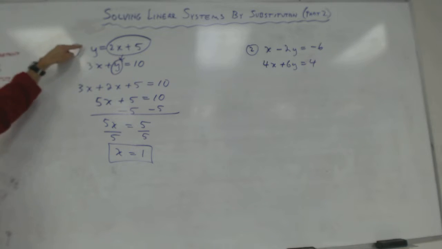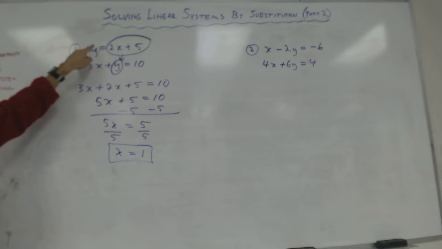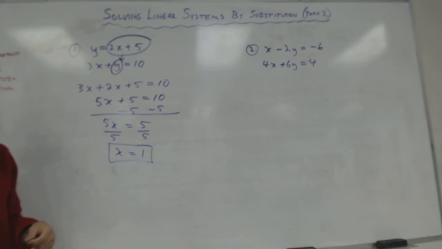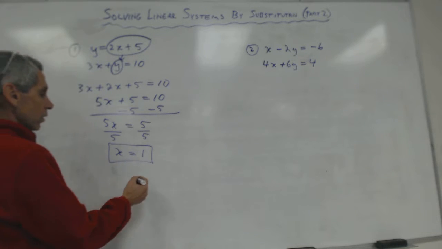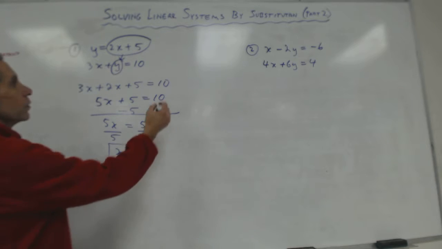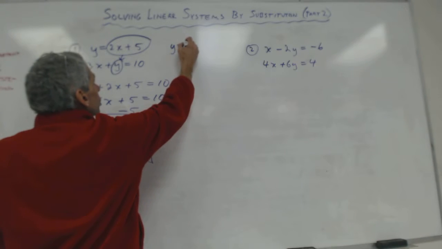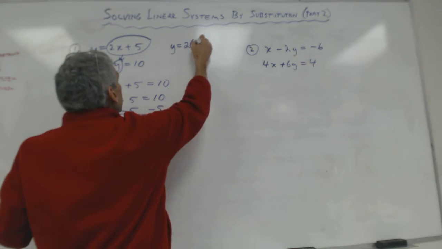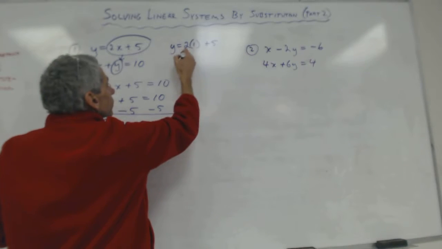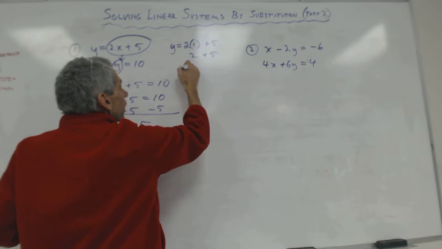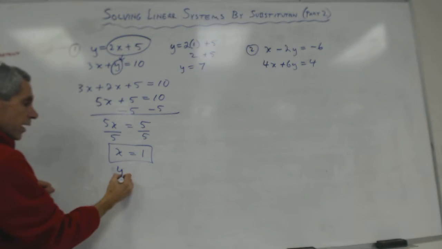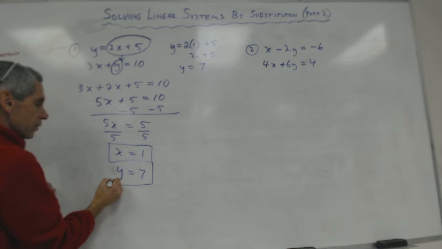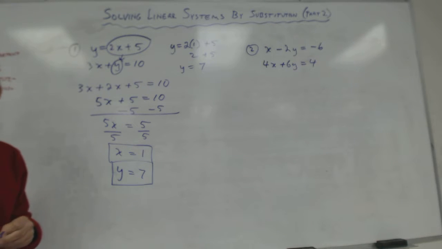I can use either one of these equations. But since I'm looking for what y equals, I'm going to choose the top one because it says y equals. I don't have to do extra math that way. It's going to be quicker. So y is equal to 2, instead of x, I said x is 1. 2 times 1 plus 5. So that's 2 plus 5, that's a 7. Y equals 7. So I'm going to put y equals 7 here, and I'm done. Pretty easy, right? Pretty straightforward.